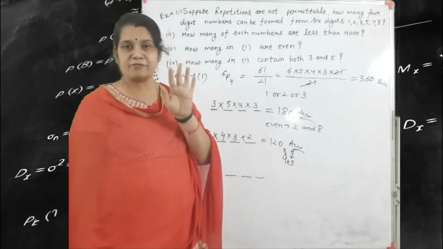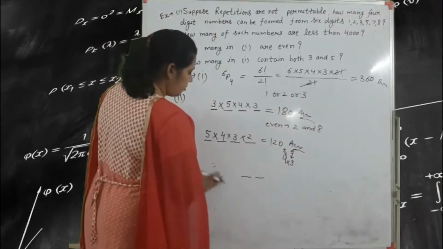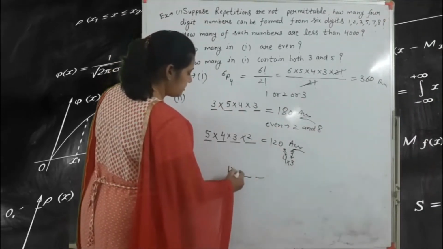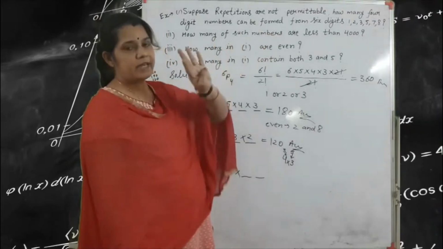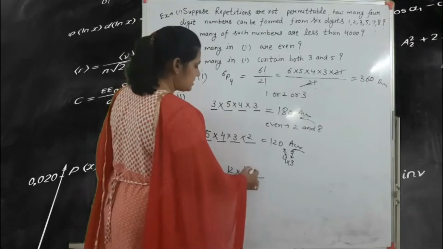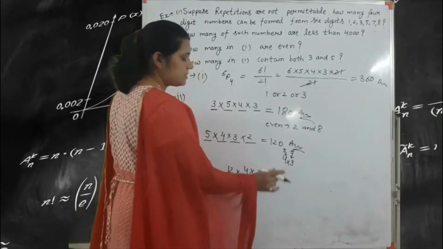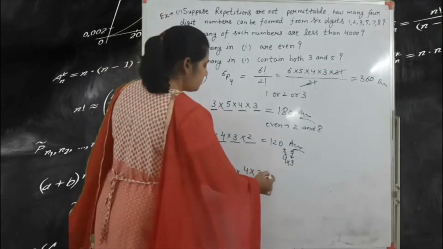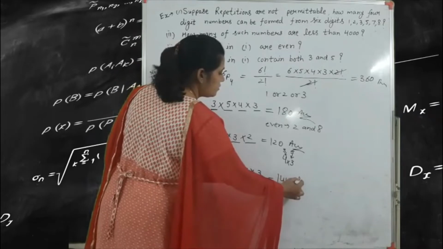Two digits are fixed here, that means two places are already used, 3 and 5. So the remaining digit number is 4. So we write here 4 first, and the next remaining is 3. So 12 into 12, that means 144 is your answer.